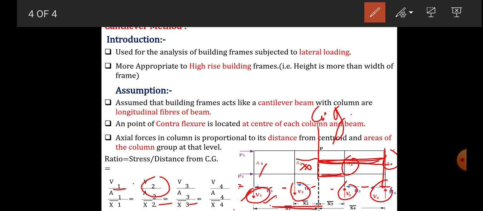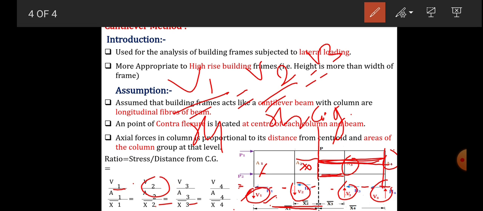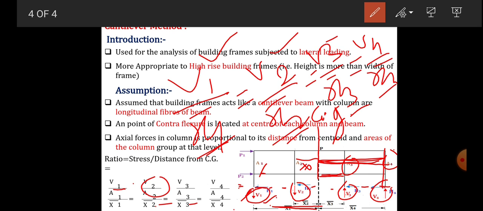If the area of each column is the same, then we can write V1 divided by x1 bar is equal to V2 divided by x2 bar, equal to V3 divided by x3 bar, equal to V4 divided by x4 bar. So once we know x1, x2, x3, x4, we can find V1 and V2. And once we know V1 and V2, we can find the other forces in the members.